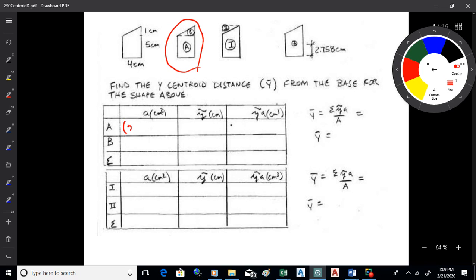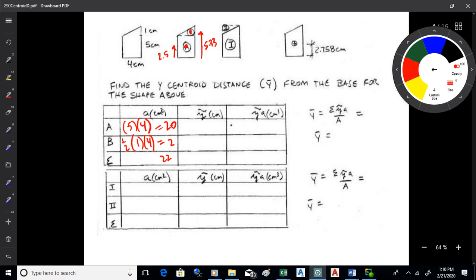So A is 5x4, which is 20. And B is a triangle, so I need that 1/2 in there, 1x4, so that's 2. So the total is 22 centimeters squared. Now for y bar, what I want to do is measure up to the centroids. Okay, so I'll mark those. The centroids are here and here. 1/2 of 5 would be 2.5, right? And then this one would be 5 plus 1/3, so that would be 5.33.